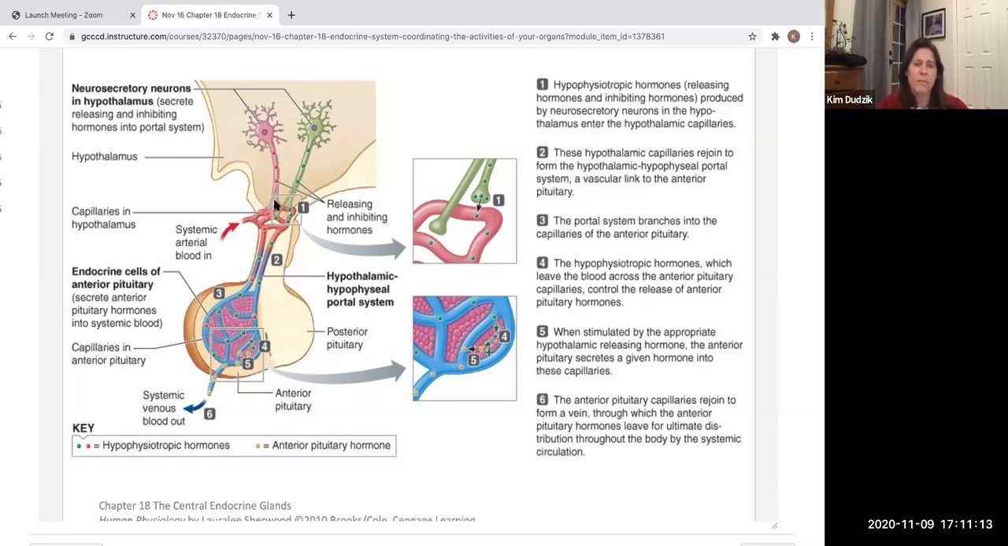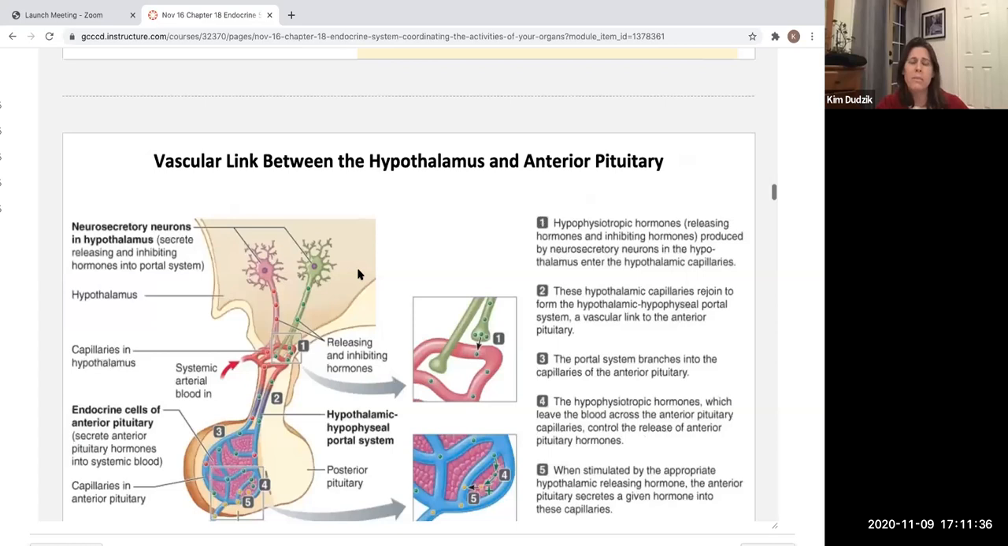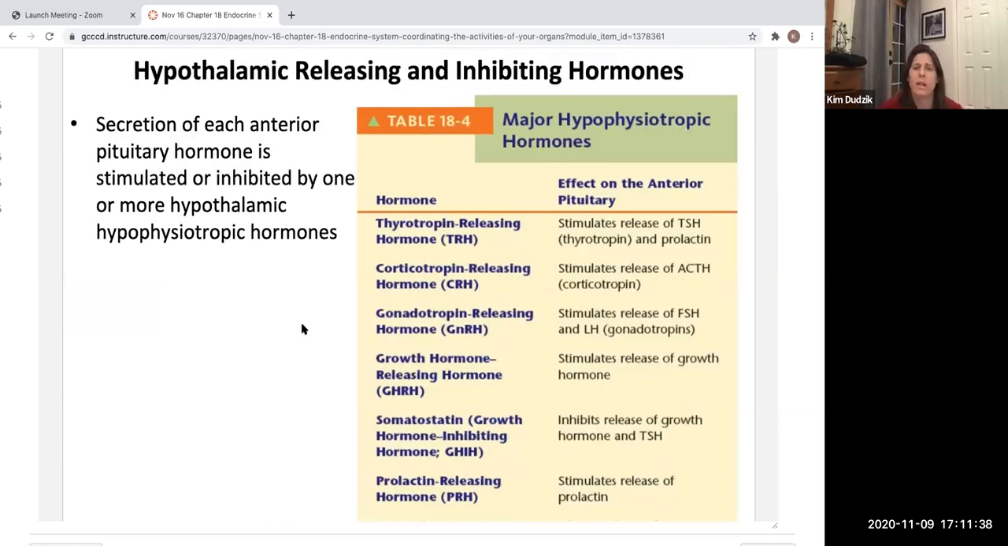So the hormones that the hypothalamus makes, its target cells are in the anterior pituitary. Okay? And so each of the types of tropic hormones have their own signaling hormone from the hypothalamus. And we tend to call those releasing hormones. And that's what you see in this table. It's a nice table. It's in your textbook as well, 18-4.